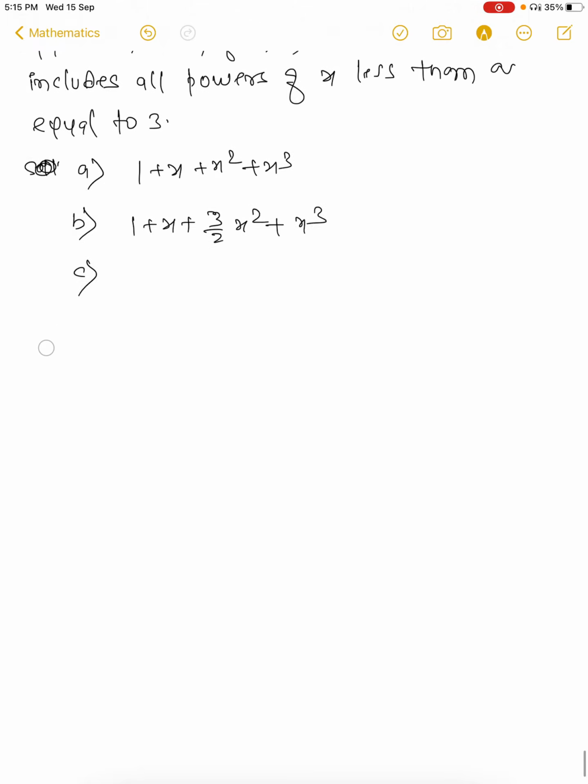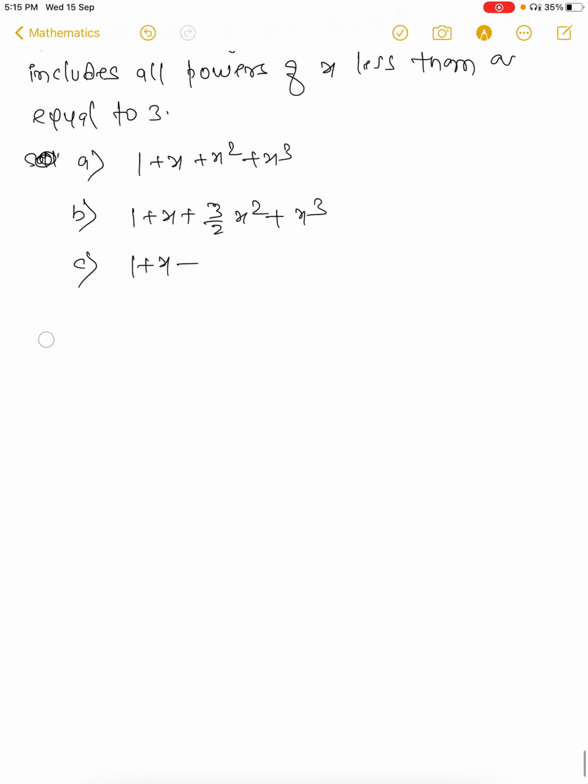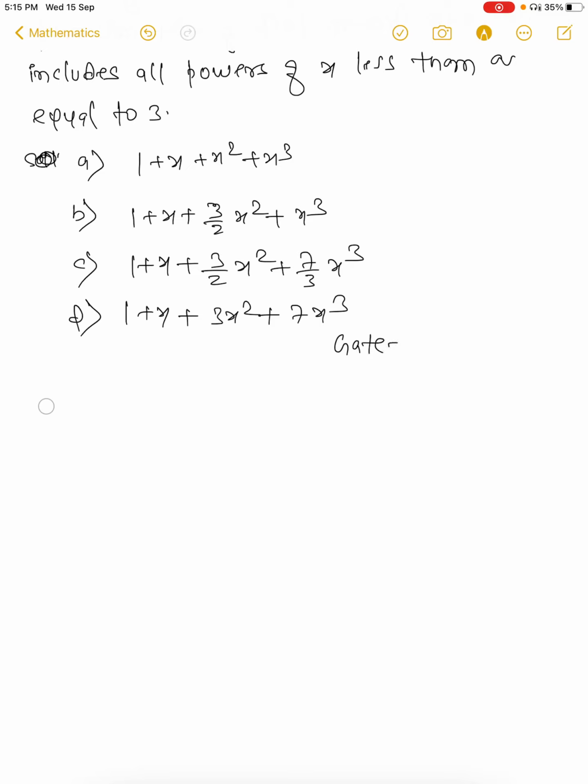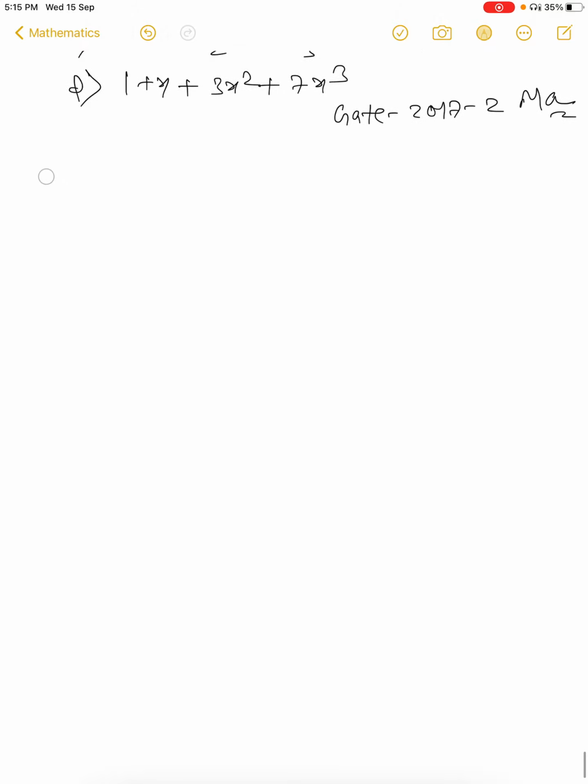Option A is 1 plus x square plus x cube. B is 1 plus x plus 3 by 2 x square plus x cube. C is 1 plus x plus 3 by 2 x square plus 7 by 3 x cube, and D is 1 plus x plus 3x square plus 7x cube. GATE 2017 for 2 marks. Okay. So solution, check it.